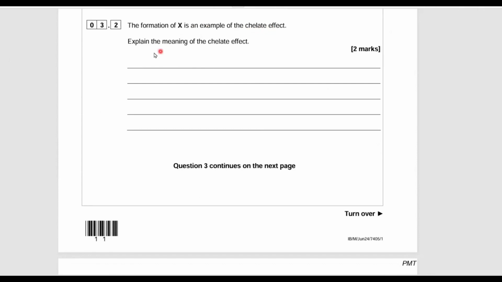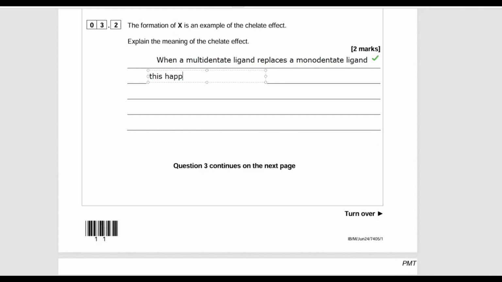Right, the formation of X is an example of the chelate effect. Explain the meaning of the chelate effect. Okay, so the chelate effect is when our multidentate ligands, like ethane-dioate that we just saw, which is a bidentate ligand, dentate means teeth, so it has more than one set of teeth, replaces a monodentate ligand, something like water, which can only form one coordinate bond for each of the ligands. Each water molecule can only form one coordinate bond with the central metal ion.